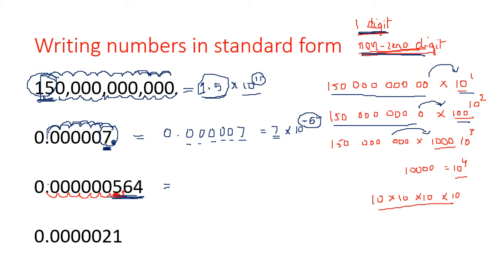The decimal point has moved 7 digits to the right. So this number is written as 5.64 into 10 raised to minus 7.